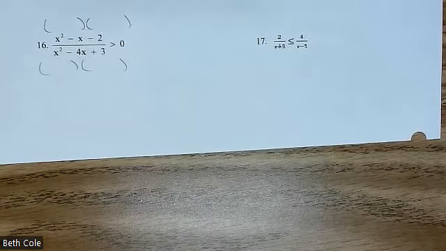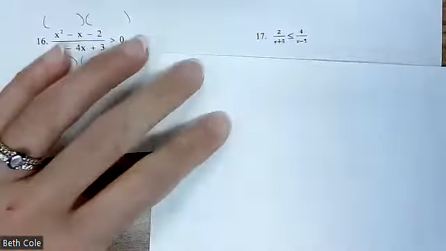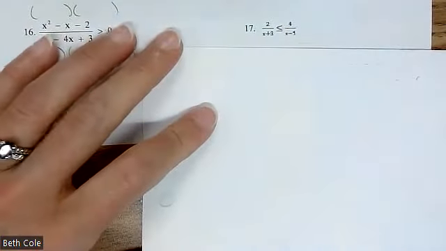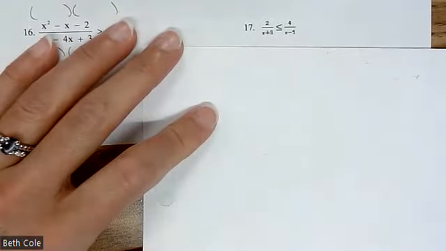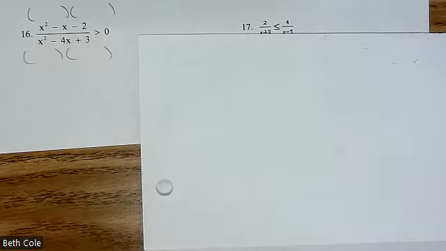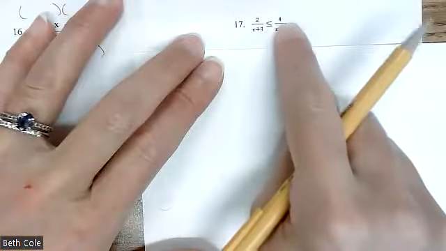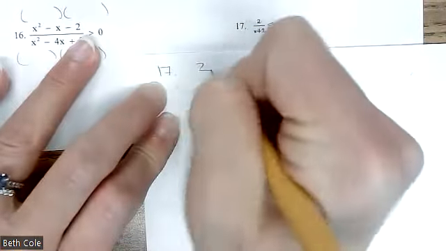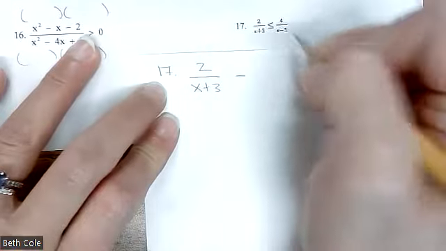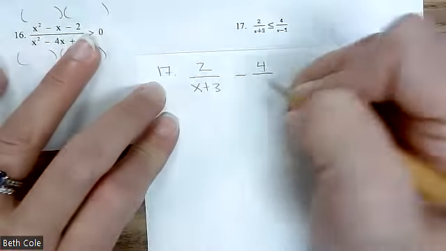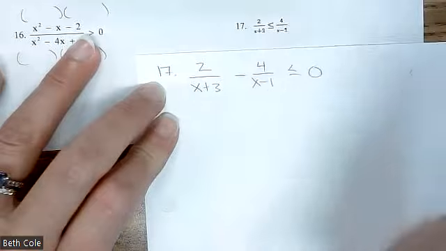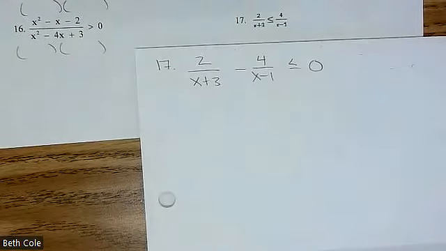Please listen, because every year the question that's like this is the most commonly missed one on the test. You have to start by making 0 on one side. I'm going to say that again. You have to start by having 0 on one side. So we're going to subtract this entire thing to the other side. So it's going to be 2 over x plus 3 minus 4 over x minus 1 less than or equal to 0. Start by getting 0 on one side.